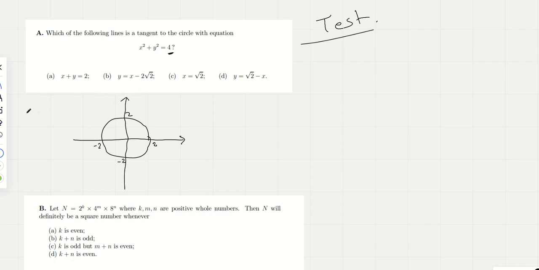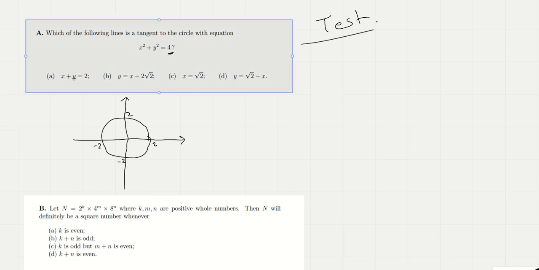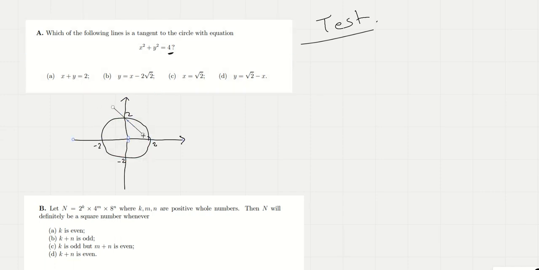Now, what I did was I immediately ruled things out. I thought, well, it's not going to be this one because this one goes through (2, 2), and so it's not a tangent because it actually slices off a segment of the circle. So it's definitely not that one. And then I looked at some others. x equals root 2, I thought, not a chance. Root 2 is about 1.414, so it's not that one. And so I was left with these two, root 2 minus x and x minus 2 root 2.